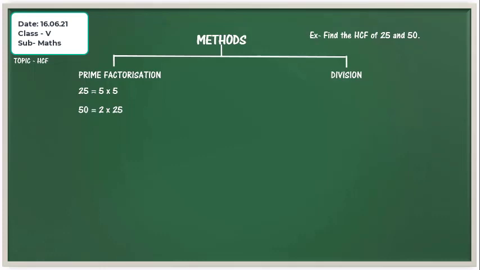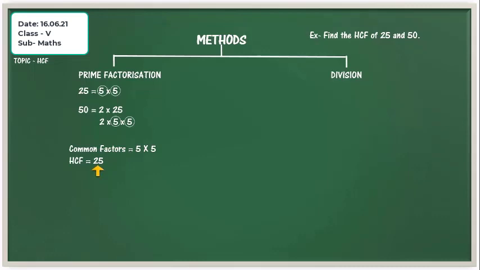Here we got 25 which we can again split. So 2 into 5 into 5. Now we got the prime numbers here which we can't split anymore. Now what we have to do, we have to find out the common factors among these. So common factors between the factors of 25 and 50 are 5 and 5. Common factors is equal to 5 multiplied by 5. Therefore the HCF will be 25 because 5 multiplied by 5 gives us 25.